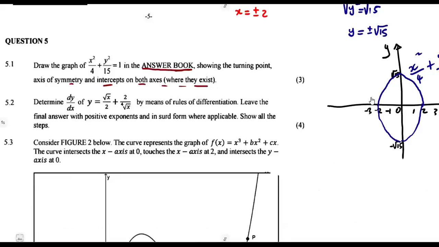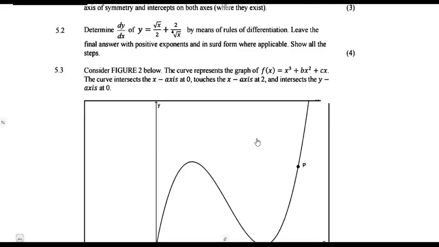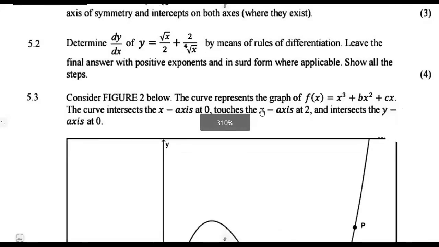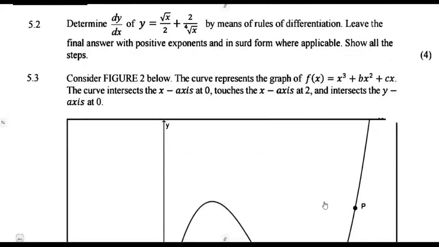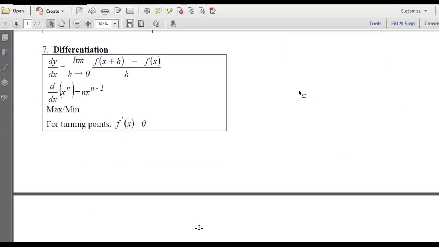Then on another part, 5.2, determine dy/dx, the derivatives. You're supposed to differentiate by means of the rules of differentiation. Which rules do we have under differentiation? Under the derivatives, we just know that if we are given x to the exponent of n, we can differentiate that by dropping the exponent and subtracting 1 from the exponent.